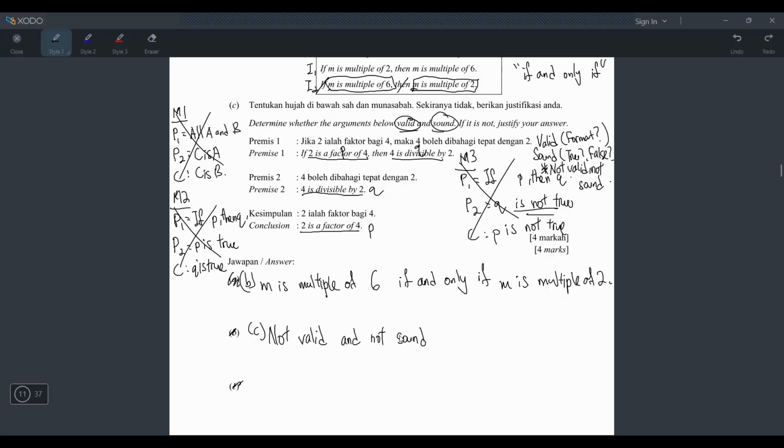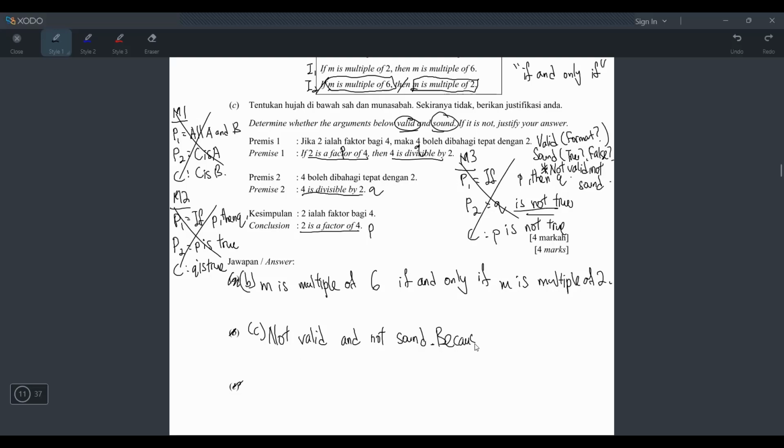And I mention one more time, your textbook is wrong. I know your textbook shows one example that says not valid but sound, right? But it's wrong. Your textbook is wrong. So remember, this is the correct way. So not valid and not sound, but they say justify, so I have to write the reason. So why do we say not valid or not sound?